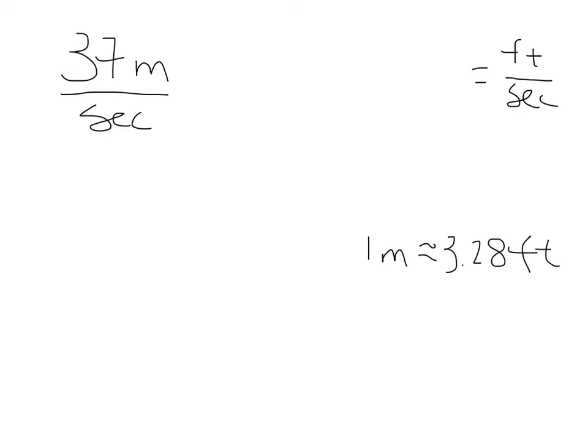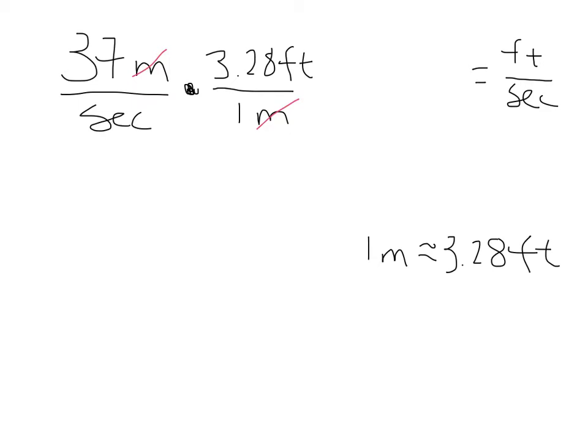Therefore, we can multiply by 1 meter over 3.28 feet or by 3.28 feet over 1 meter, and we're simply multiplying by 1 since those two things are equal. We choose the one that allows us to cancel the meters and get into the units we want. So we put 3.28 feet on top and 1 meter on the bottom, allowing us to cancel the meters, leaving us in feet per second.